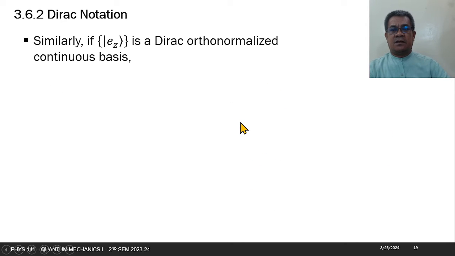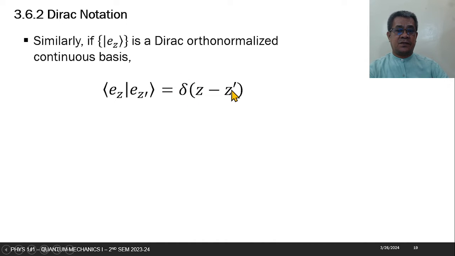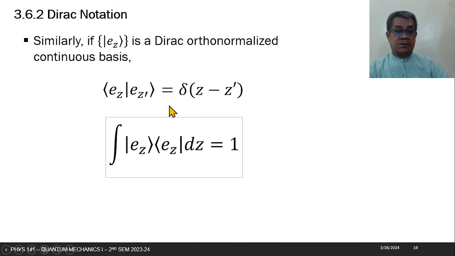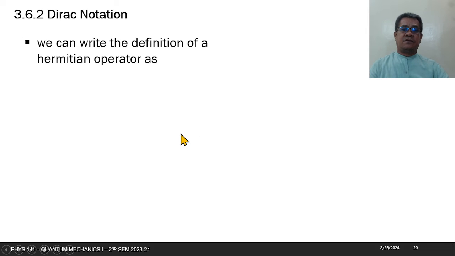Okay, so similarly for the Dirac basis, the continuous basis, Dirac orthonormalized. The inner product of ez and ez prime is just a delta function of z minus z prime. This is for the continuous case. So if you integrate the projector operator with respect to z, the result is equal to 1. So this is again an identity operator.